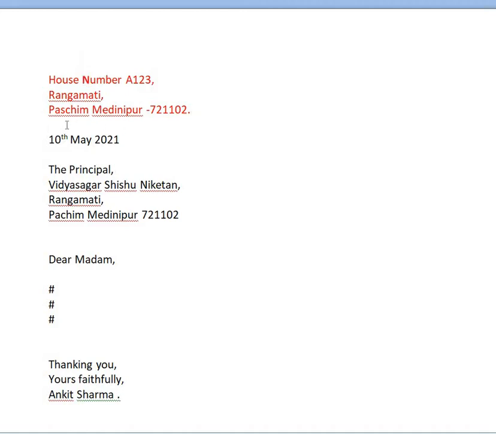After the line gap you are writing the date, and remember again, the date which you are writing is the exact date of writing the letter. Here I have written today's date, but in your exam you will be writing the date of your English 1 examination. You will be writing it in this way, 10th May 2021, and there will be no punctuation. You see here I have not given any punctuation mark.